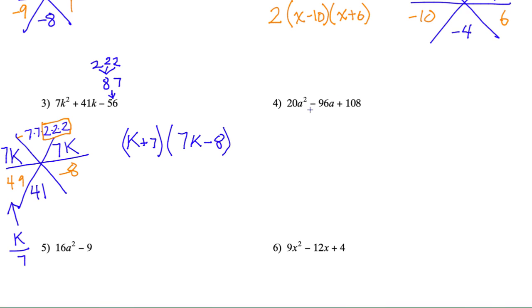Looks like our greatest common factor is 4. Yeah, 4. I'm going to guess 4. So 4 times the quantity of 5a squared minus 24a plus 27, I believe. Oh man, those are some big numbers again. So 25 would be 100, so I need to do 2 more than that. Yeah, that makes sense. All right.